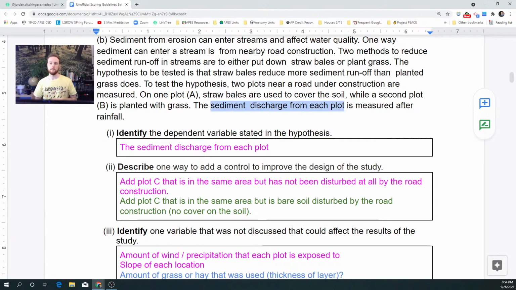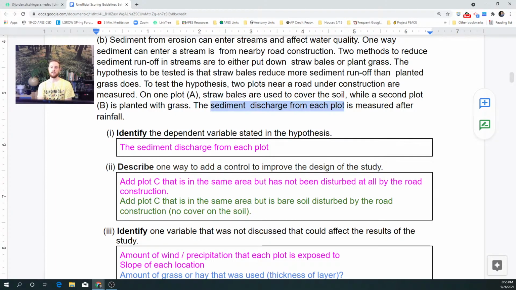On we go. Describe one way to add a control to improve the design of the study. So add plot C that's in the same area but has not been disturbed at all. Or add plot C that has been disturbed by construction but doesn't have a straw bale, doesn't have grass. So with a control, you want to know what's the background. I'm comparing straw to grass. But what is it if there's nothing there? Or what is it if we don't even disturb it with construction?